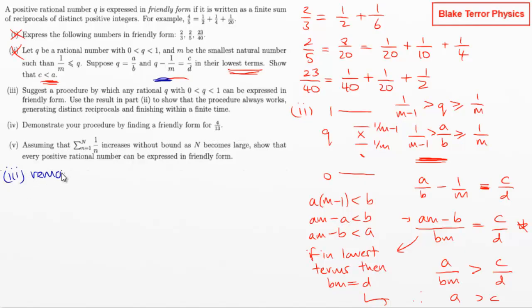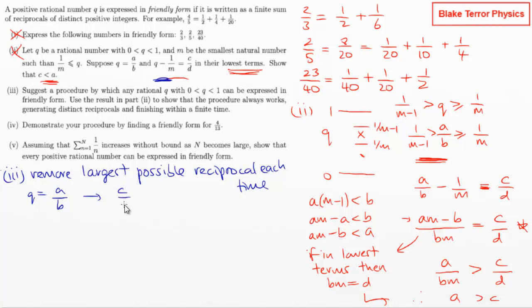So let's say then: remove largest possible reciprocal each time. That means we're going from q equals a over b, and then we're going to go to c over d for the new one. So q prime will be c over d. We're doing that, and we know that c is less than a. So how does that help? c is less than a, so we're decreasing the numerators each time. So eventually we've got to hit 1. Right, okay, yeah, that's going to be it then, isn't it? So we remove largest possible reciprocal each time.